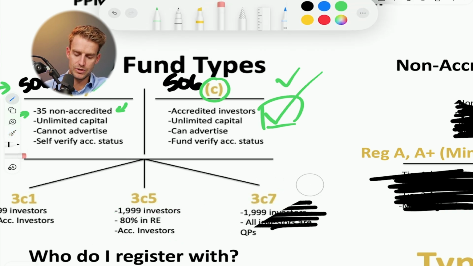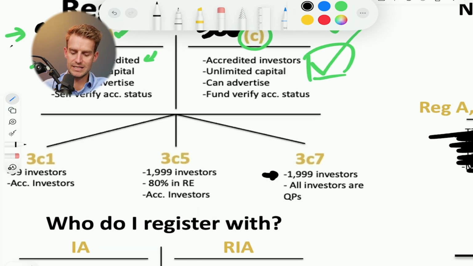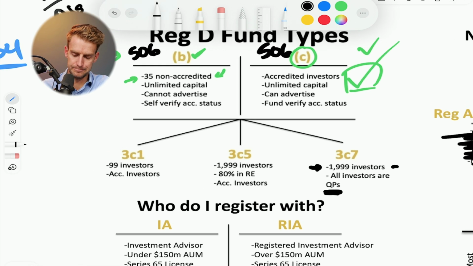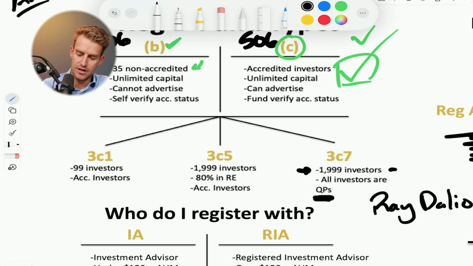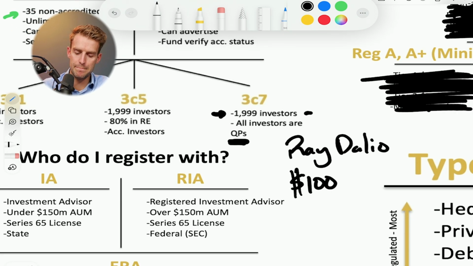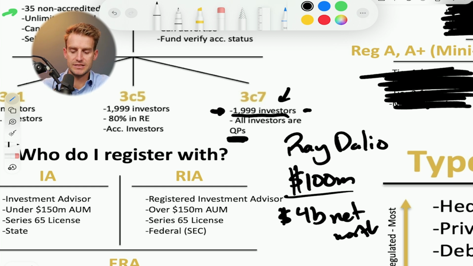Okay, moving on. The last one is a 3C7. This is what all the big funds use, the 3C7 fund. You can raise from 1,999 investors and all have to be qualified purchasers. Every investor has to have a net worth of 5 million or more. So this is why people like Ray Dalio, for example, were turning away investors. To invest in Ray Dalio's fund, you have to have a $100 million minimum commitment and a $4 billion net worth to even talk to them on their funds. Why? Well, he's only got 1,999 spots in their fund, and they're going to fill up fast. We've got to get the most out of each spot.